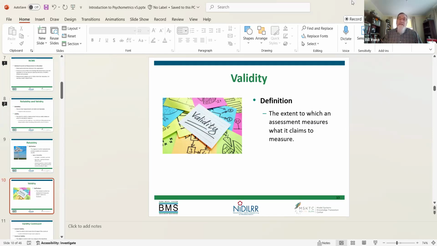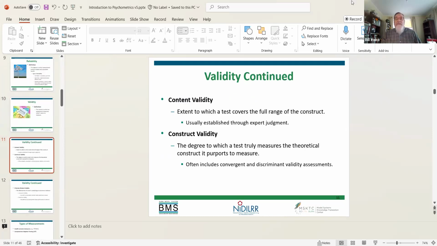And so it really has to do with the use of the test. There are different ways to determine validity. There are different types of validity, and maybe you've heard of these. There's content validity and construct validity. Content validity, sometimes called face validity, is kind of like, it looks like a duck, it quacks like a duck, it must be a duck.